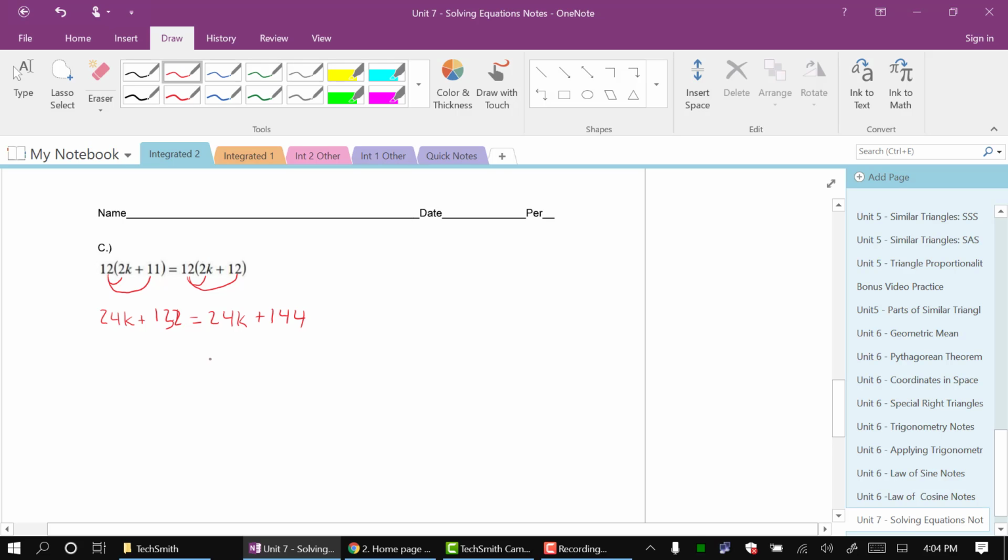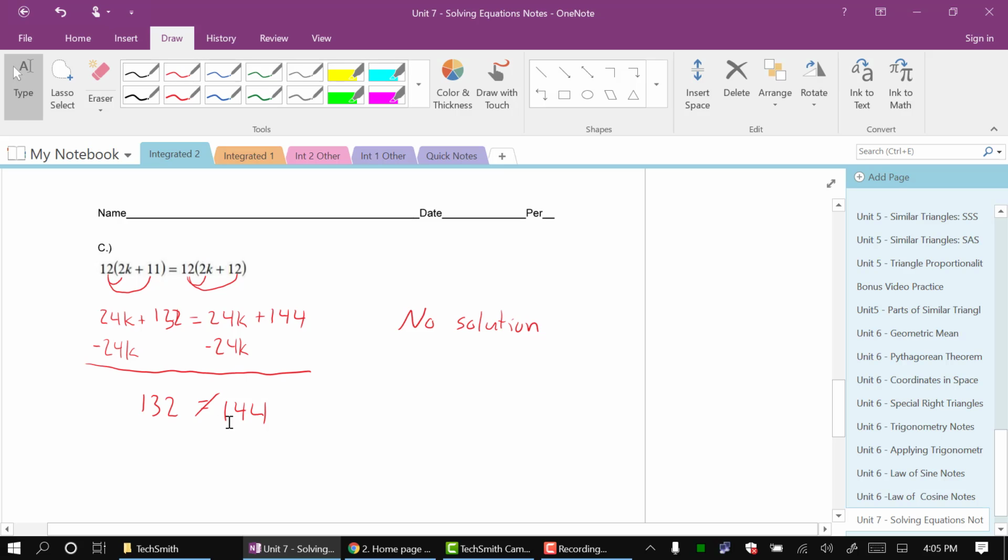Now I want to get it so that everything is collected. I have a variable term, and then I have my unit term or my constant. So I'm good here, and I'm good here. Now I want to get it so my variable is only on one side. So I'm going to subtract 24k from both sides, because that's my smaller one. And you might notice, wait a second, something funky is going to happen here. Yes, something funky is going to happen here. I end up getting that 132 is equal to 144. But I know 132 is not 144. So this is not true. So this situation would be no solution.